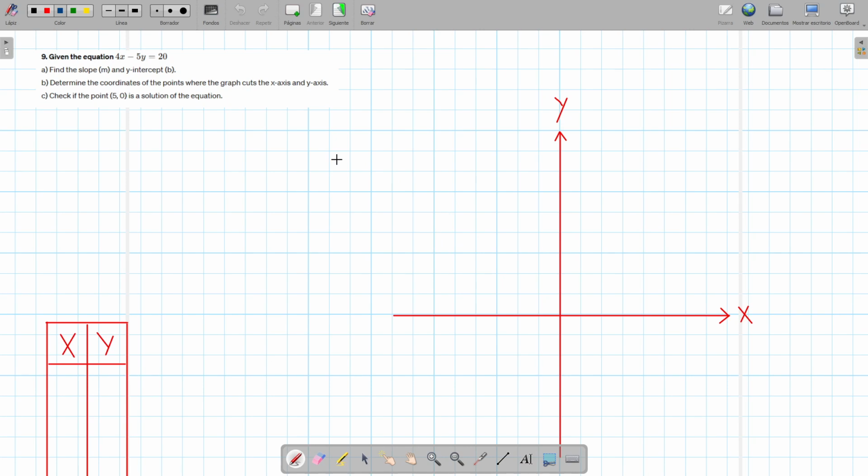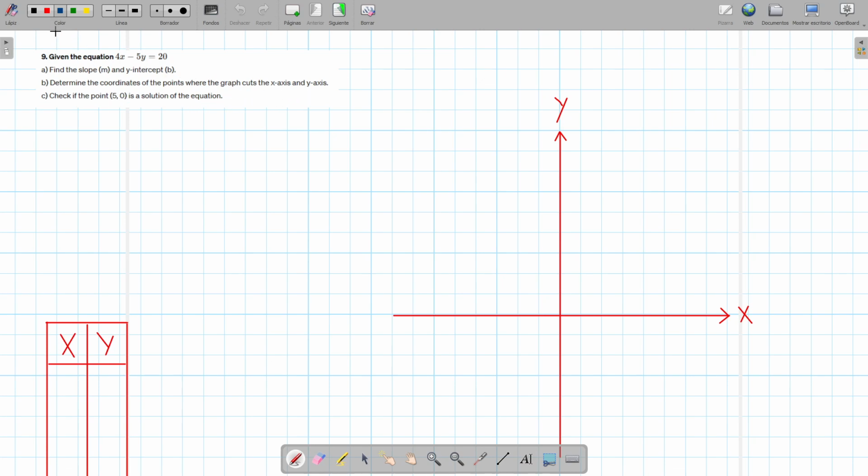Today we are going to begin with some exercises that we are going to review for the test. So, today we are going to begin with this exercise where we can see a linear function. This problem is asking for the slope and the y-intercept. We have to determine the coordinates where the graph cuts the x-axis and y-axis, and we have to check if the point (5, 0) is a solution of the equation.